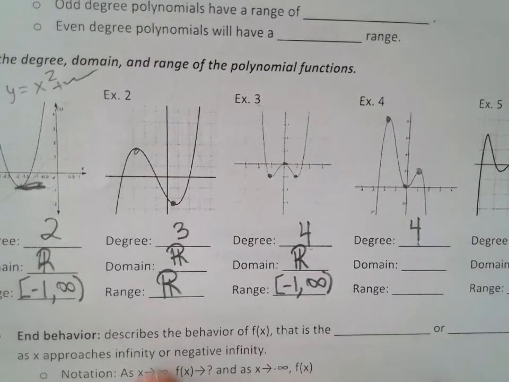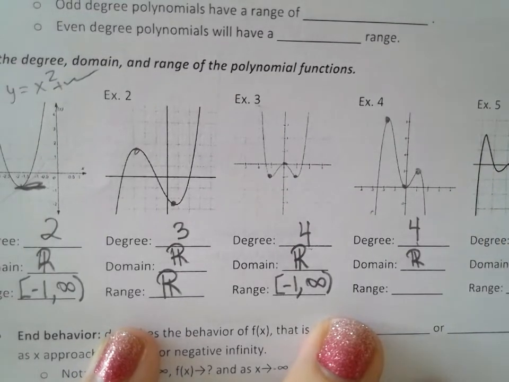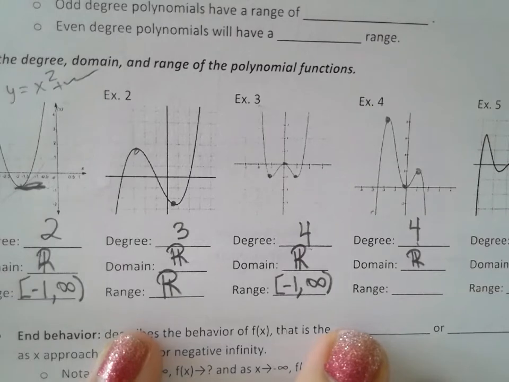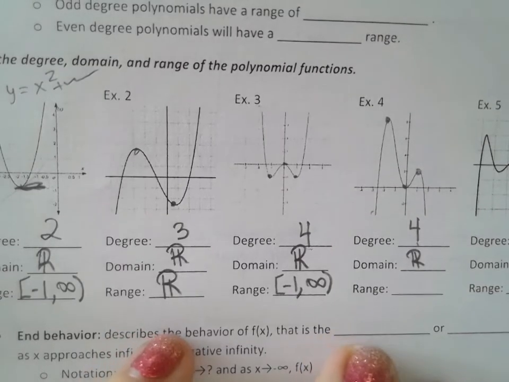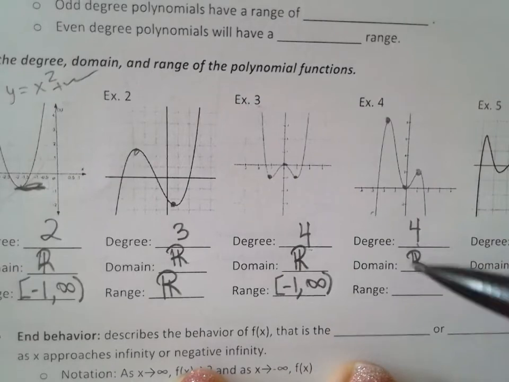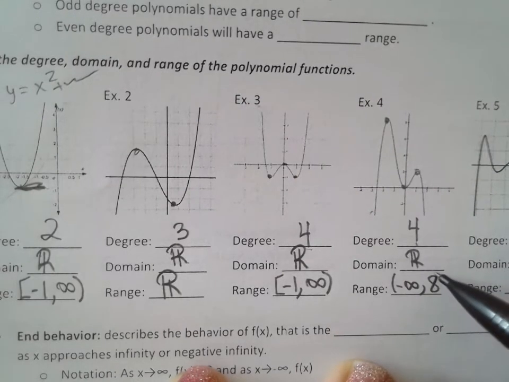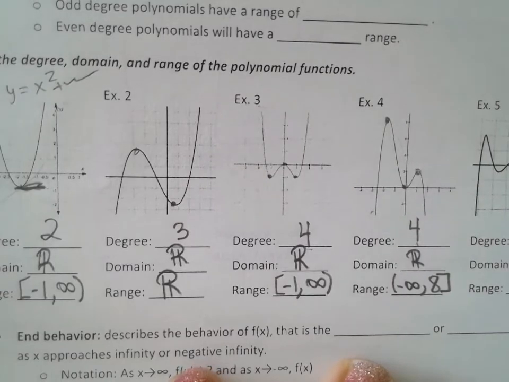Okay. Domain? All real numbers. Range? 8 to negative... No. Flip it. Flip it. Okay, it's always least to greatest. I'm so glad you made that mistake because it's going to be made often. So now we get to talk about it. Always least to greatest. How far down is this going? How high is it going? 8. And it will touch 8, so make sure that there's a bracket.